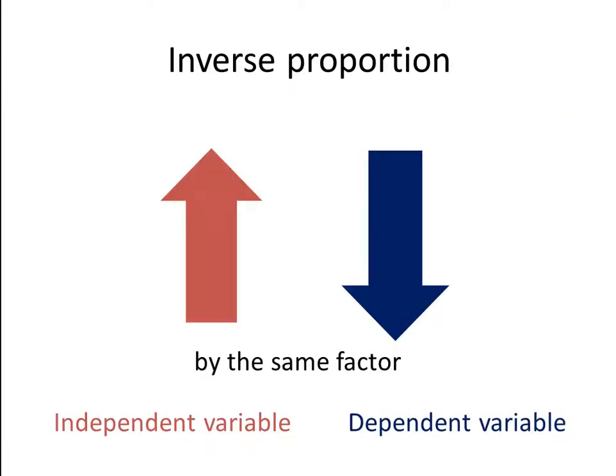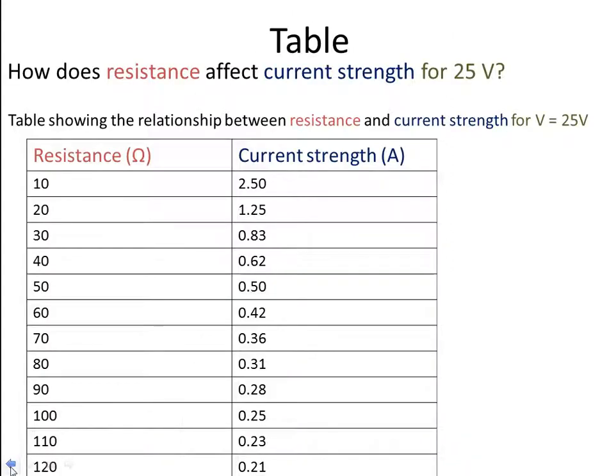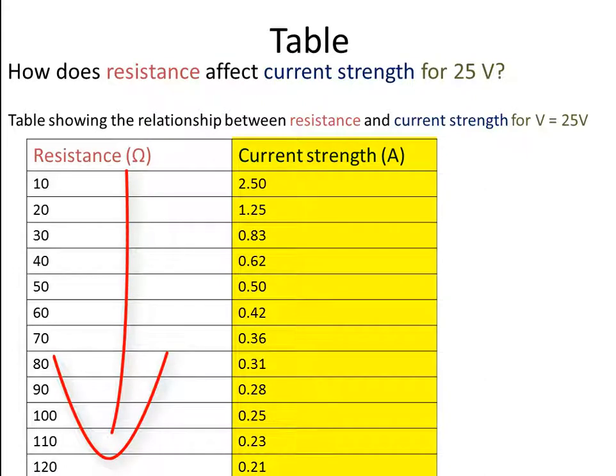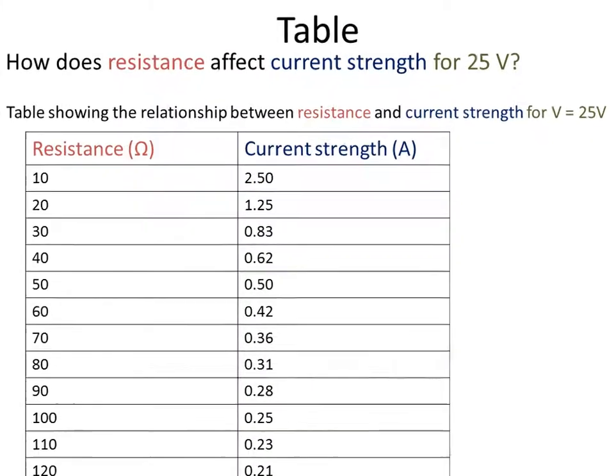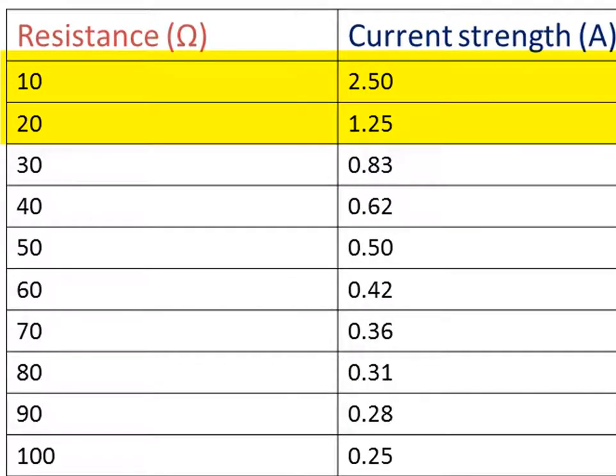Remember that inverse proportion means that when one variable is big, the other is small, and as one variable is increased, the other one decreases by the same factor. So we can certainly see there's an inverse relationship. As resistance is increased, current strength decreases, but do they do this by the same factor? Now, if we look at the first two readings, we can see that the resistance has been doubled and the current strength has been halved.